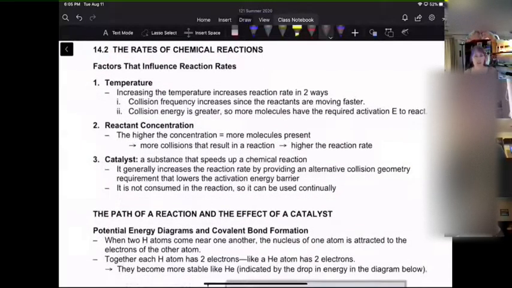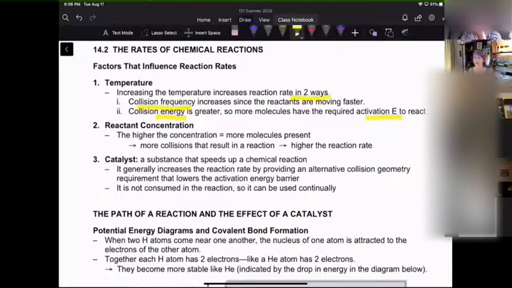Factors that influence the rate of reaction. Temperature increases the rate of reaction in 2 ways. It increases the collision frequency because they're moving faster, and it increases the energy of collision, so it's easier to reach that activation energy. So temperature is a very effective way to increase the reaction rate. We see about a doubling of the reaction rate for every 10 degrees increase in temperature. Temperature has a huge effect.